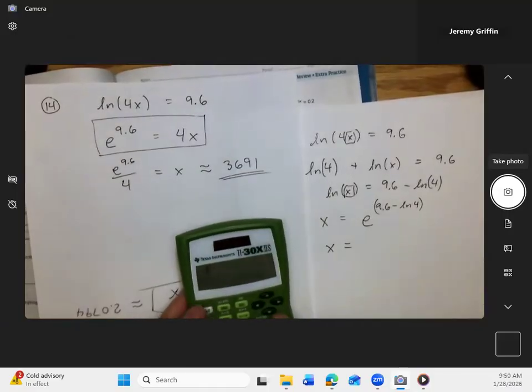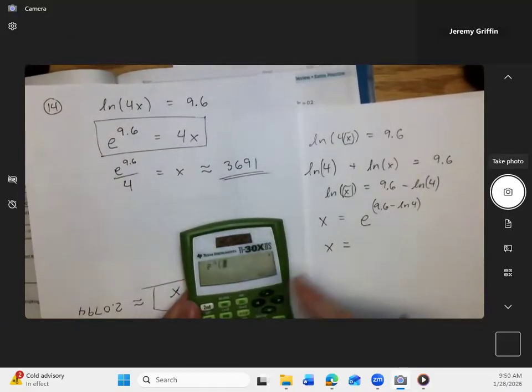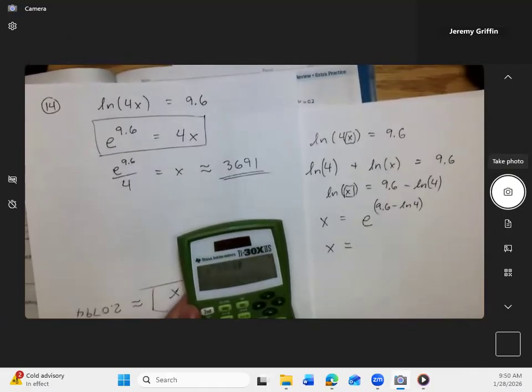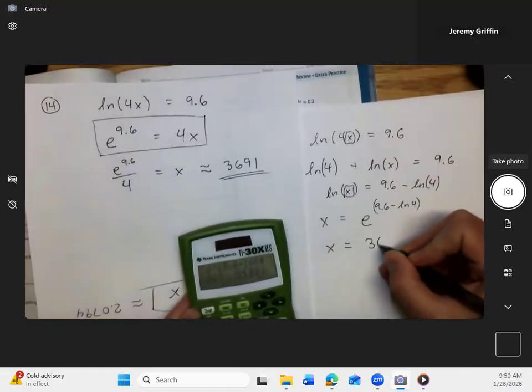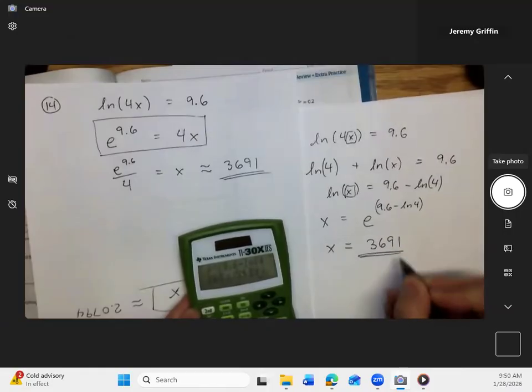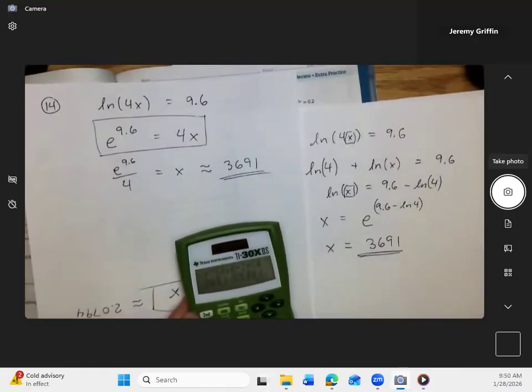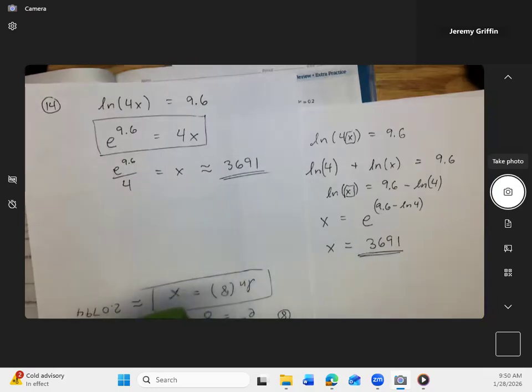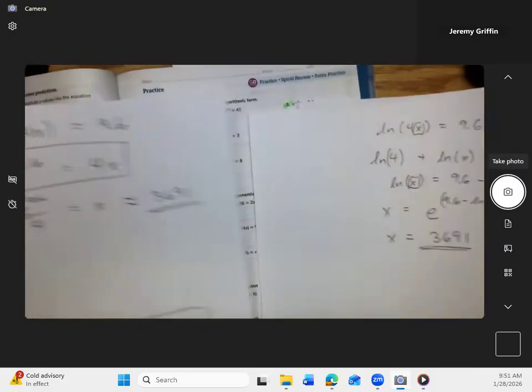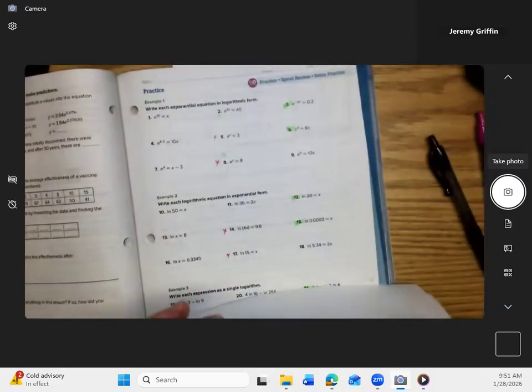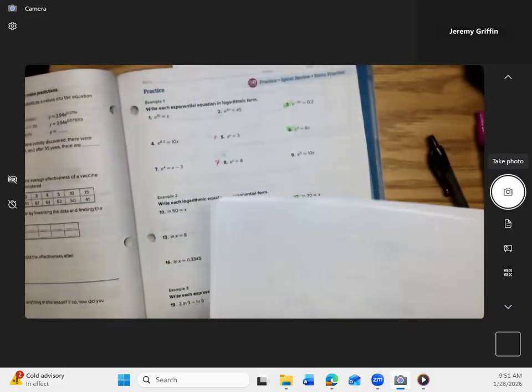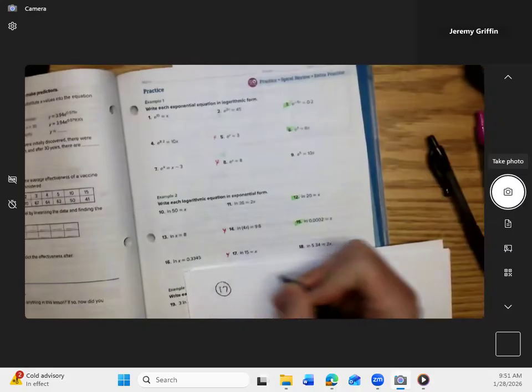So you guys type this with me. Let's do e to the power of, so we're doing some calculator practice also. Okay, 9.6 minus natural log 4. It's got to be the same number if all these log rules are correct. It's the same thing. Two different ways to get there. Same thing. All right, you guys good? All right, number 17. Oh, and of course you could plug it into the original statement and check it. It would still work.